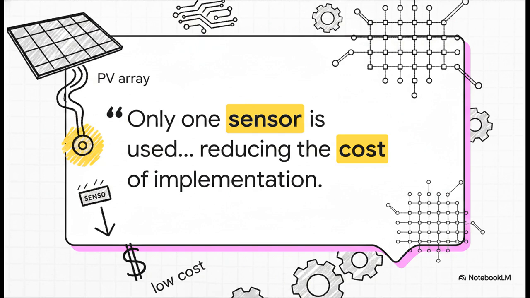Think about it. It only requires a single voltage sensor to read the PV array voltage. That's it. Because it's so incredibly simple, it is a hugely cost-effective and, naturally, a wildly popular solution for the engineers building these grid-connected systems.